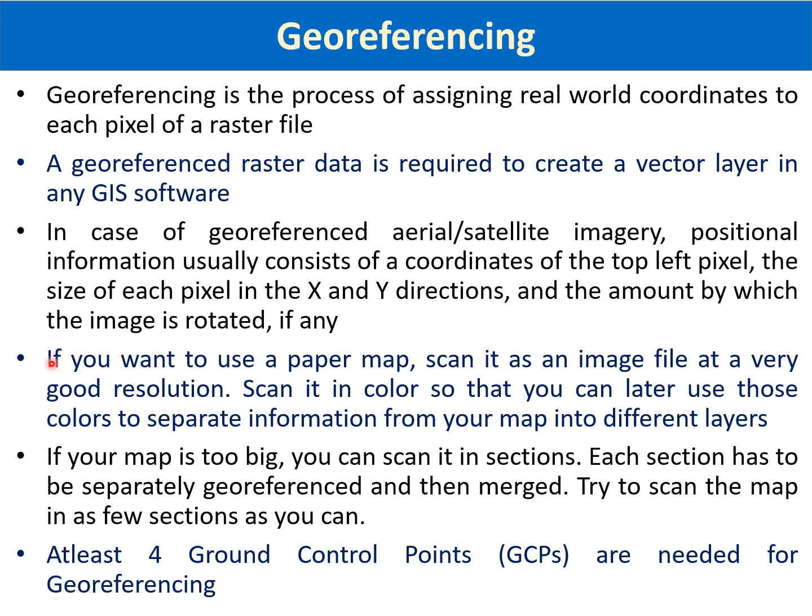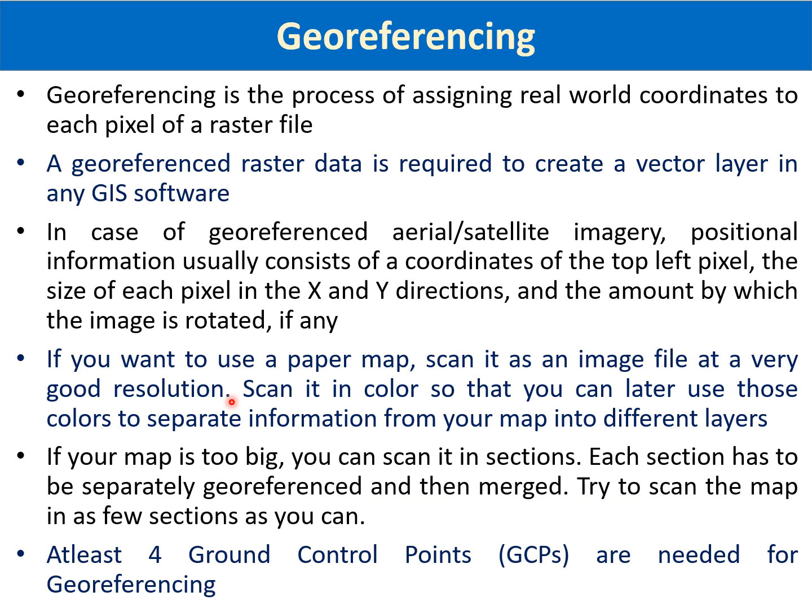Suppose you have paper maps at your office, old maps with good detail, and you want to make use of them, digitize them, and then create digital GIS layers from the old map. The first thing you can do is scan it as an image file at a very good resolution. Take a good scanner, with a resolution of at least 300 dpi. If it is a colored map, scan it in color so that you can later use those colors to separate information and create different layers.